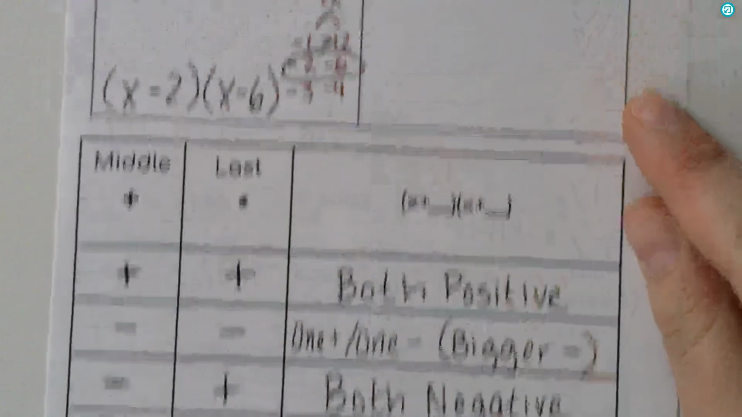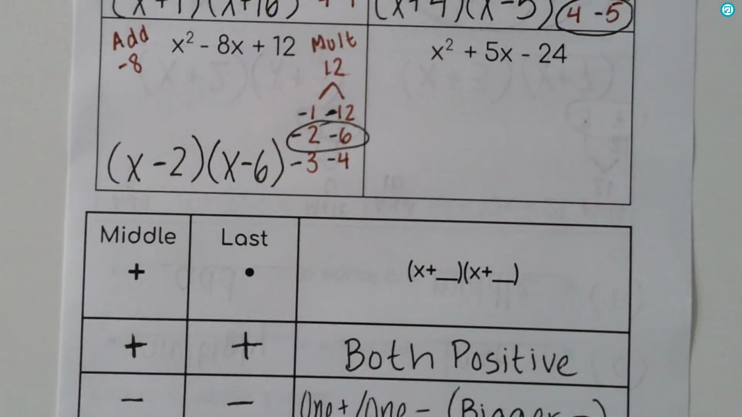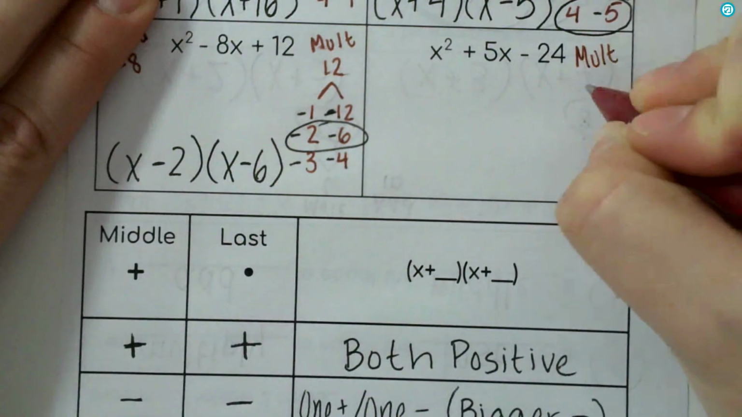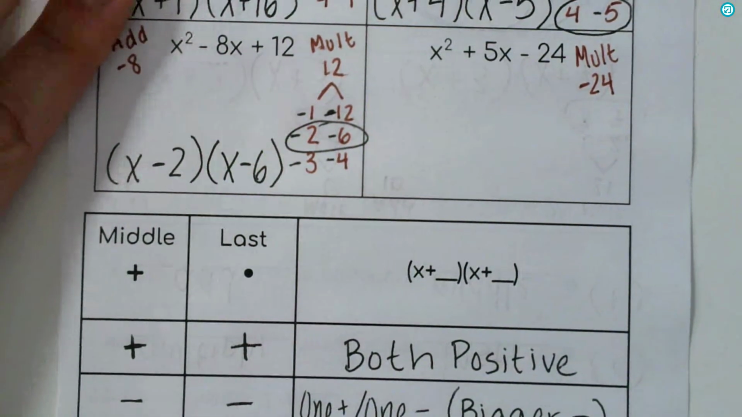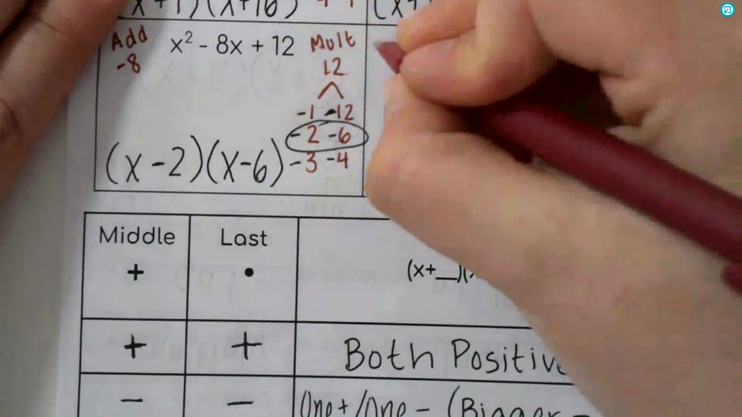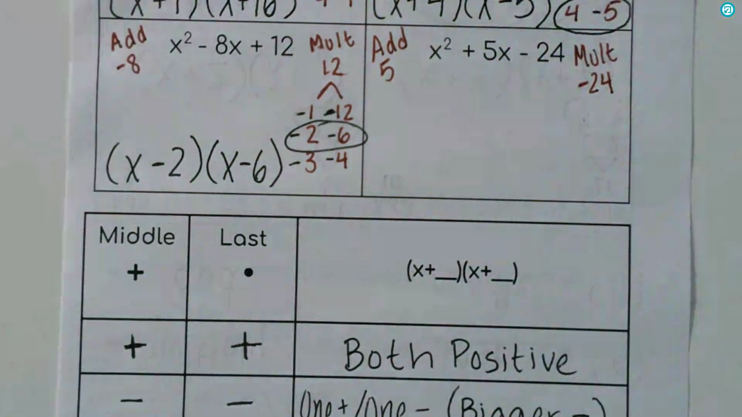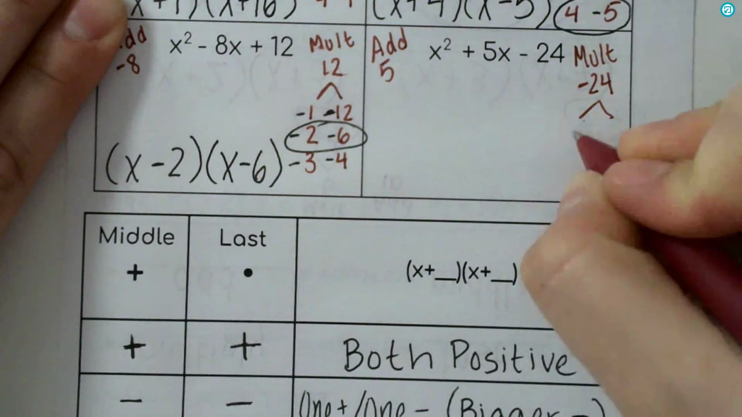Last one, x squared plus 5x minus 24. We are trying to multiply to -24, because that's my last number, and we are trying to add to be 5. Okay. Numbers that multiply to -24 are, well, numbers that multiply to 24.